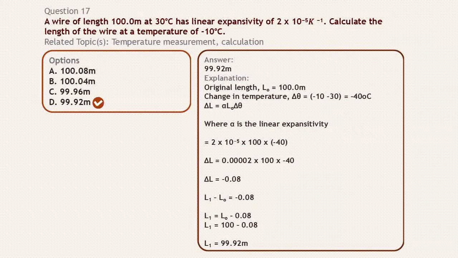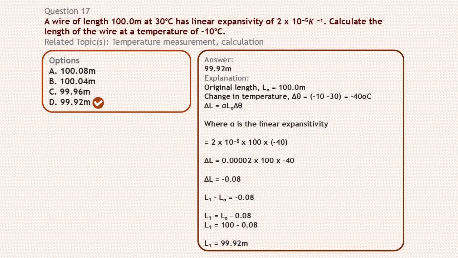And 10 raised to the power 5 means 10 in 5 places. 10 times 10 times 10 times 10 times 10, which is 100,000. So 2 over 10 raised to the power 5 is going to be 2 over 100,000, which will then give me 0.00002. So we multiply this by the original length 100 by the change in temperature minus 40. By the time we multiply all of this, we'll be getting minus 0.08.